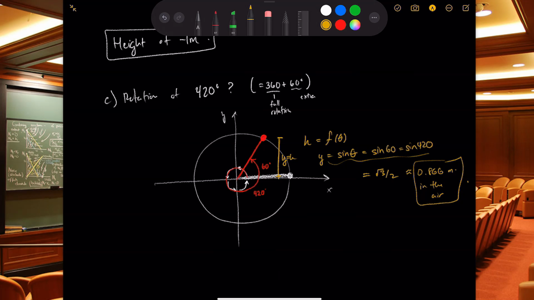And again, the same thing for cosine. You can talk about how far over you are, to the right or to the left, based on the input of the angle of rotation. Okay, so some more just important information about sine and cosine.